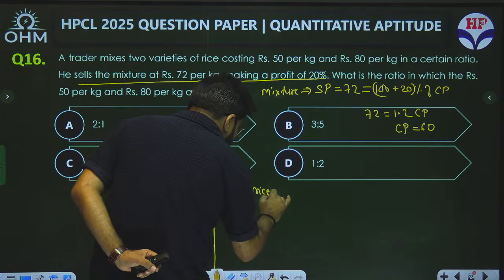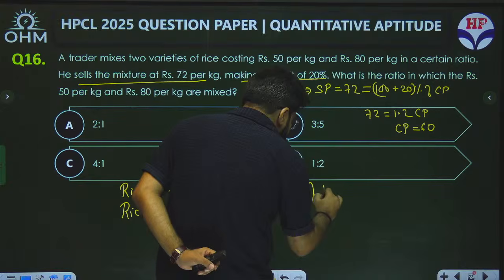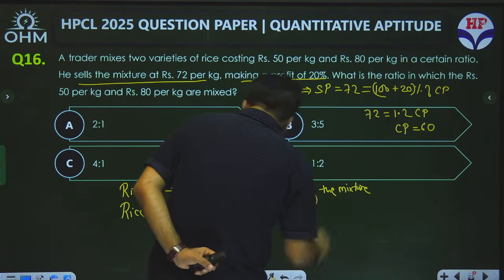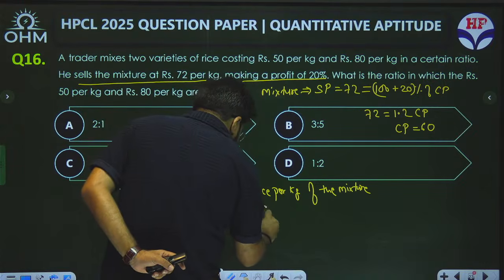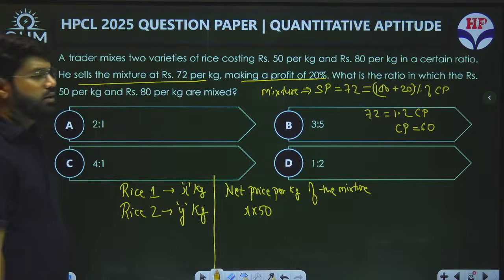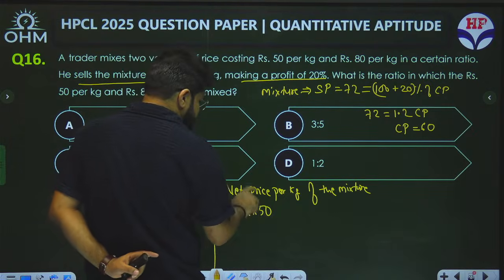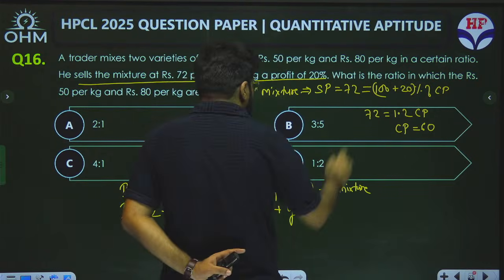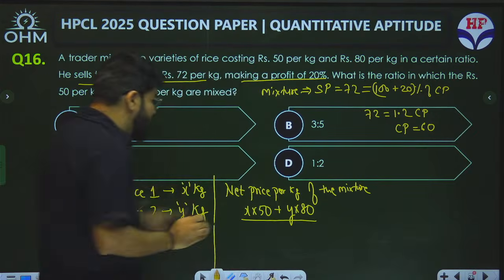Net price per kg. I will write down the net price per kg of the mixture. He took x kg, for which the price was 50 per kg. So kg into rupees per kg will get cancelled, and this is rupees. Then he took y kg of rice 2, whose cost is 80 per kg. This is the net price, but I want the net price per kg.